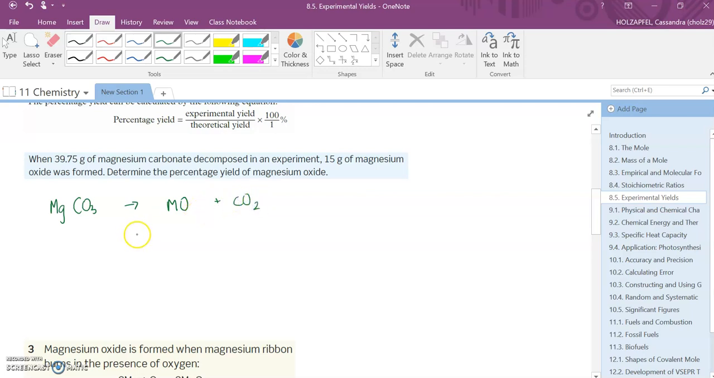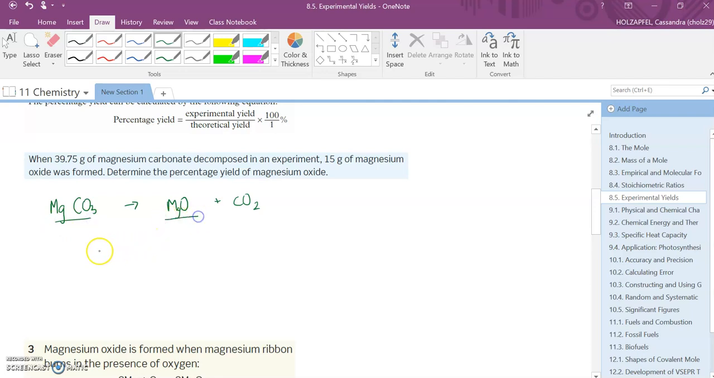Okay, so now let's balance this equation. I've got 1 magnesium on each side, so that's balanced. I've got 3 oxygens on each side, and I've got 1 carbon on each side. So luckily for us, it's already balanced. All right, so let's determine the percentage yield of magnesium oxide.